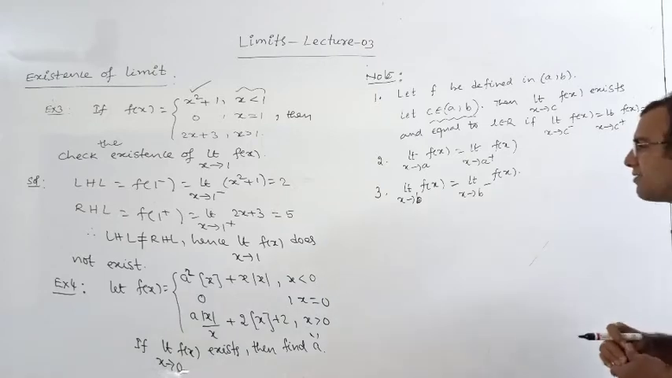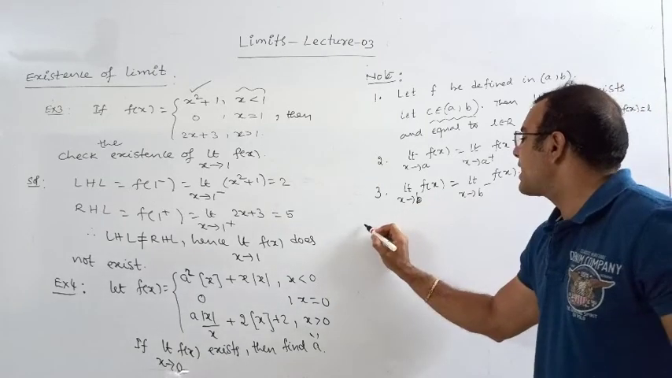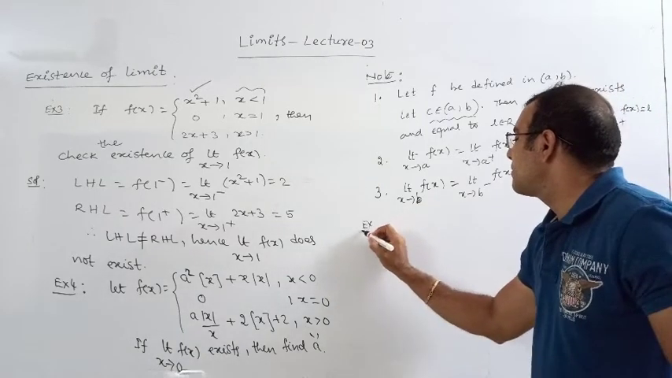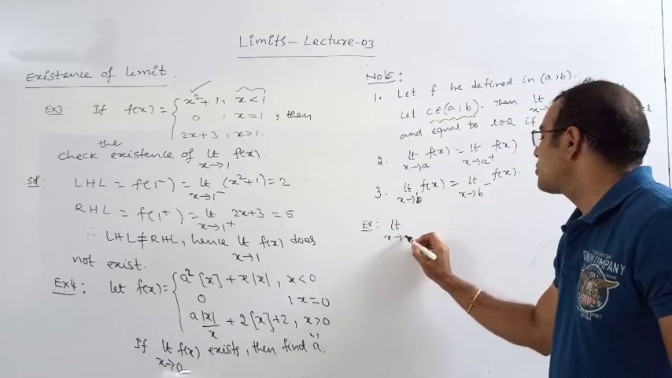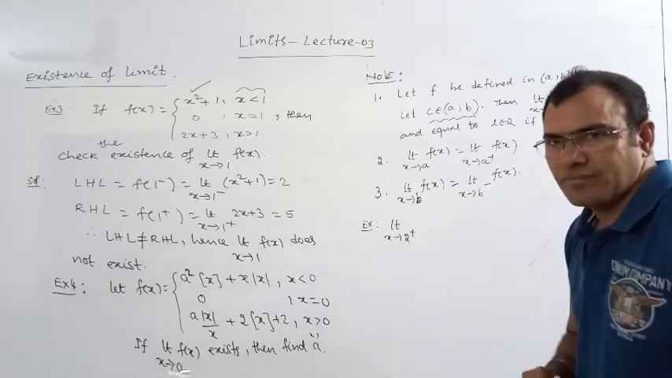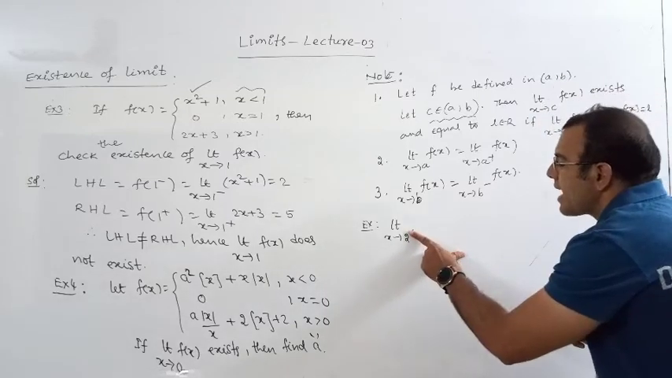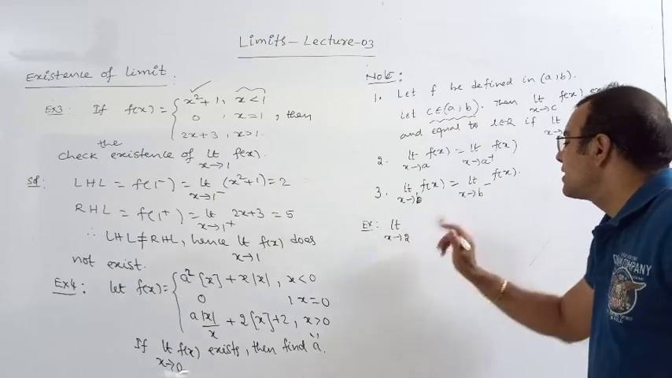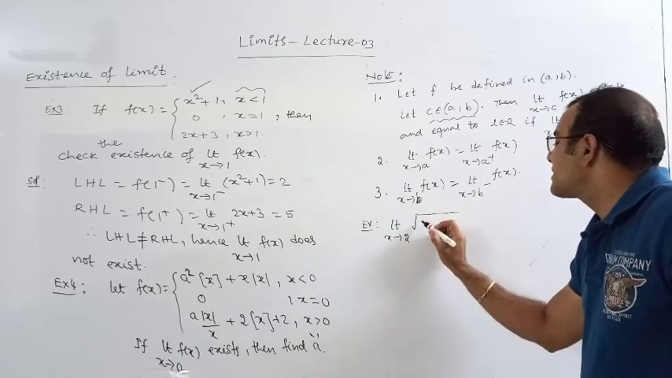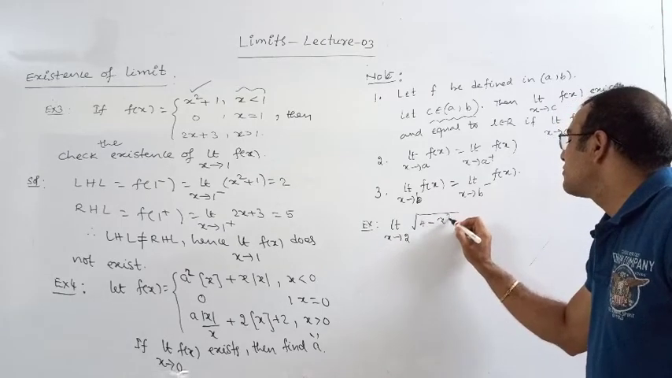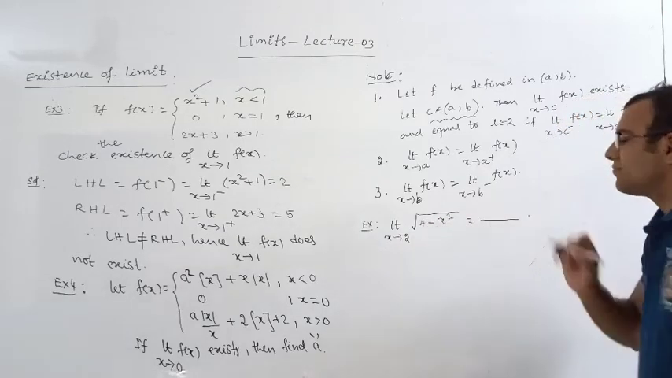You should understand according to the situation. For example, here I am giving an example. Limit x tends to 2 of root over 4 minus x square equals dash.